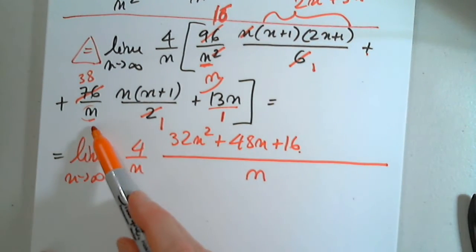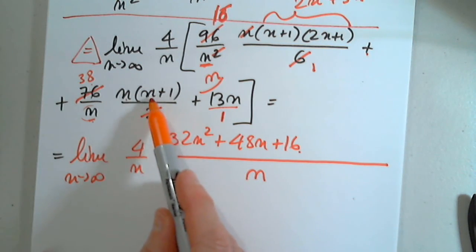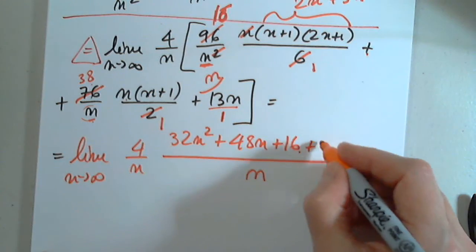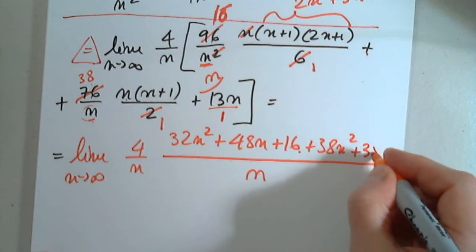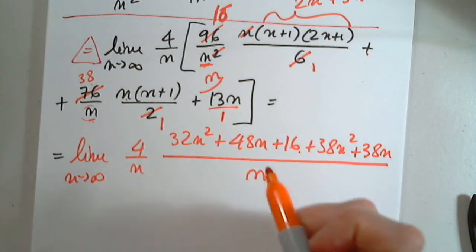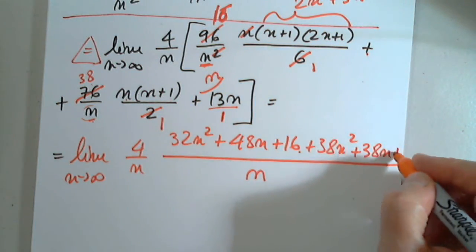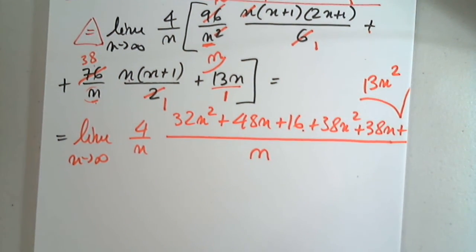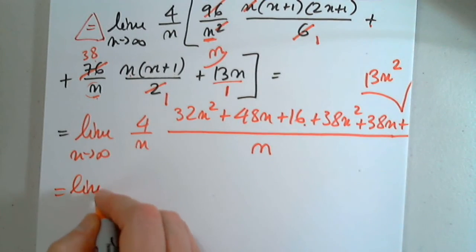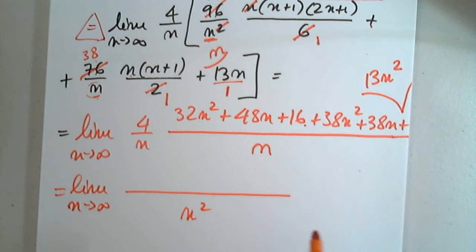Plus, now I'm here. This has to stay. So I will distribute 38n to these two. So 38n squared and plus 38n. Watch me run out of room, but just with one term, and that's not too bad. So plus 13n squared plus 13n squared. So limit as n approaches infinity. The denominator now is n squared. 4 can stay outside for a minute, so I can perform these calculations.